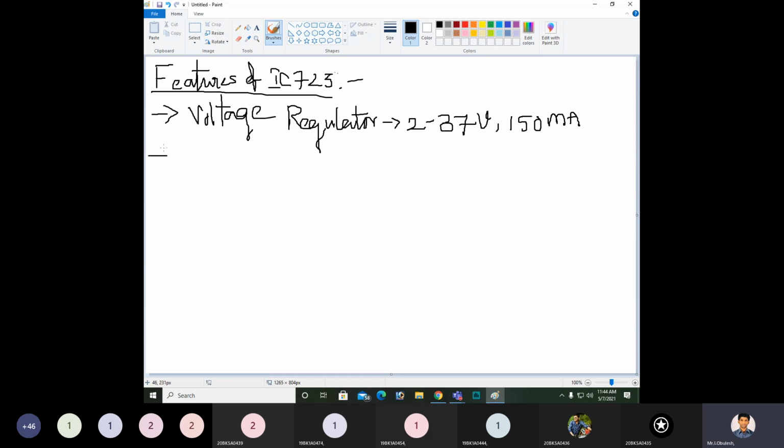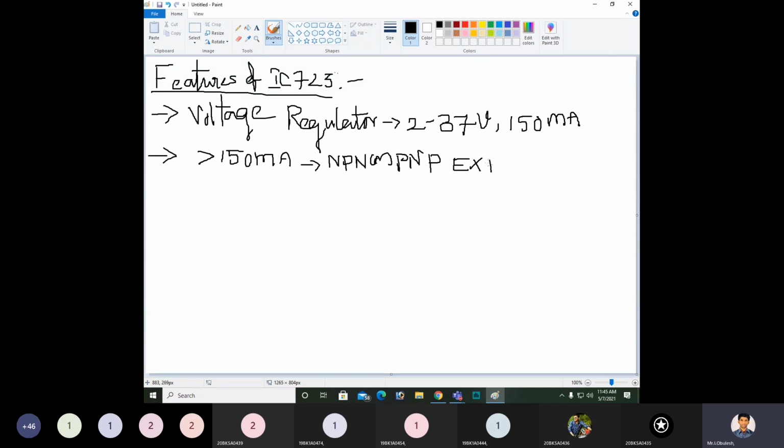The second feature: it can be used at load currents greater than 150 milliamps, with the use of suitable NPN or PNP external pass transistors.